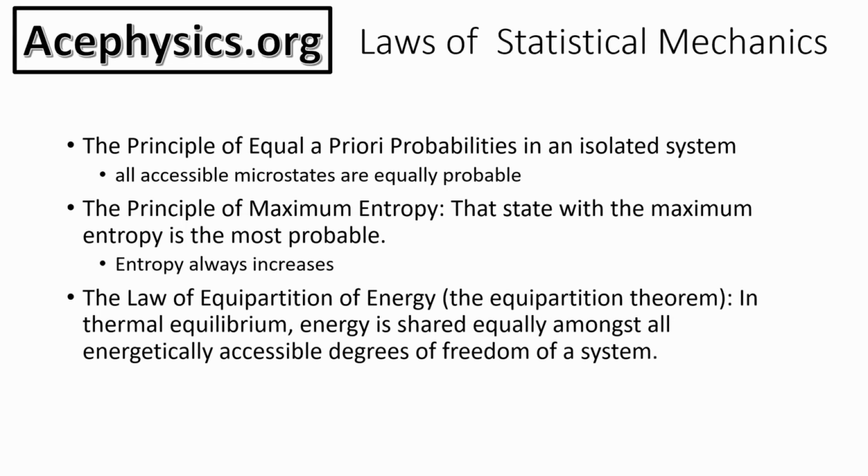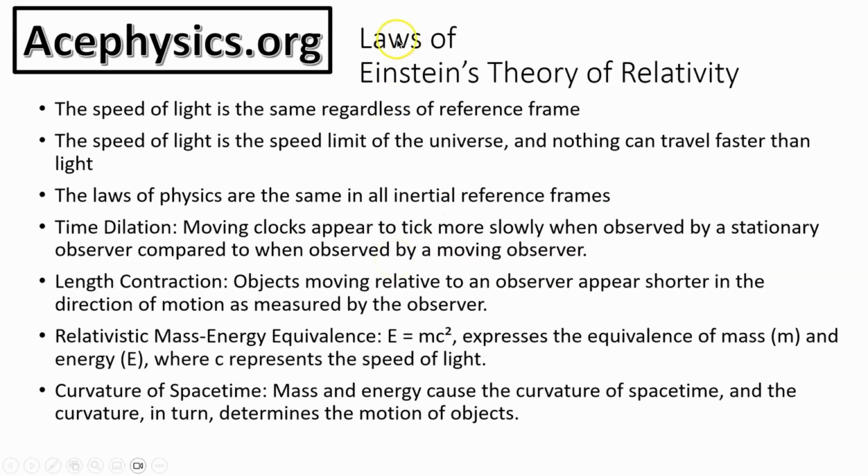If you have some container with gas and that container has a specified amount of energy, that energy can be distributed over all the particles in many different ways. And as long as the energy is constant, each one of those is a microstate of the system, and each one of those has an equal probability. Another law of statistical mechanics is the principle of maximum entropy. This states the state with the maximum entropy is the most probable. Entropy will always increase.